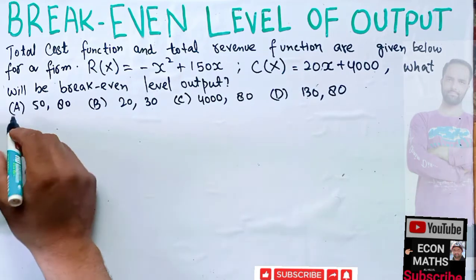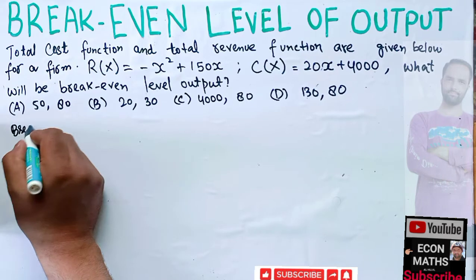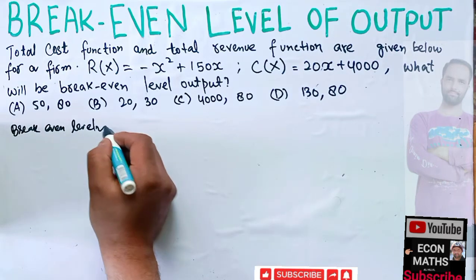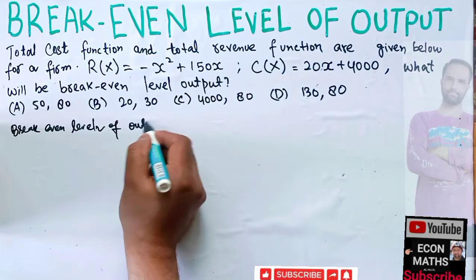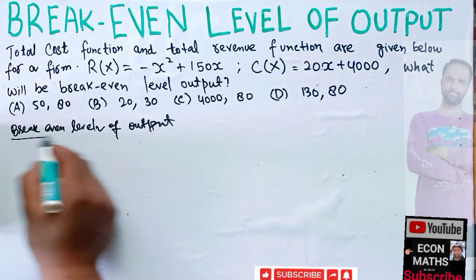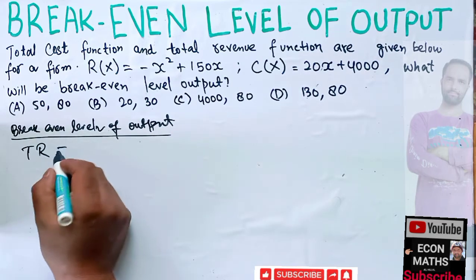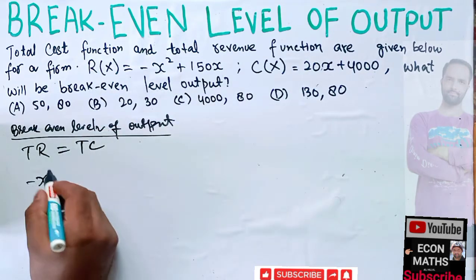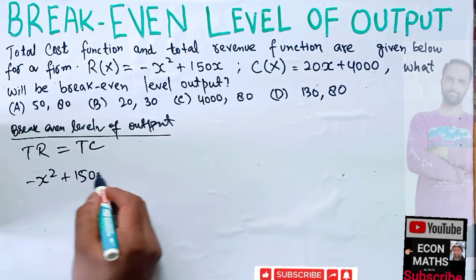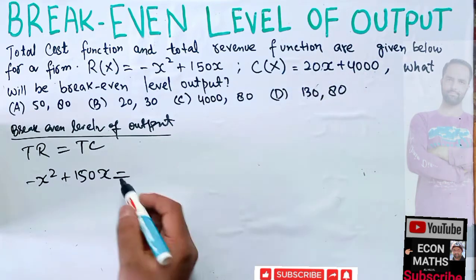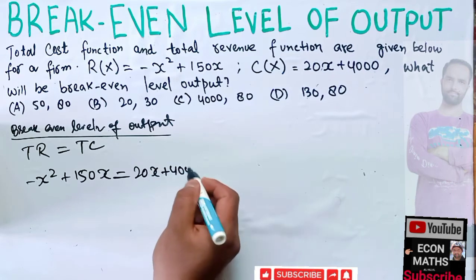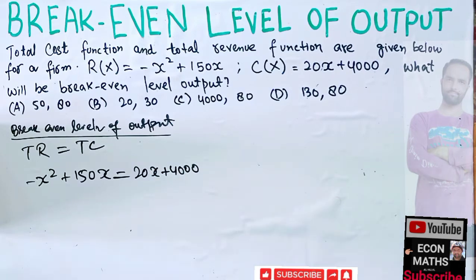Okay, what is break-even level of output? Break-even level of output is simply a point where our total revenue is equal to total cost. So what is our total revenue? Minus x square plus 150x should be equal to total cost. Our total cost function is 20x plus 4000. So when we solve this for x, we will get the level of output.